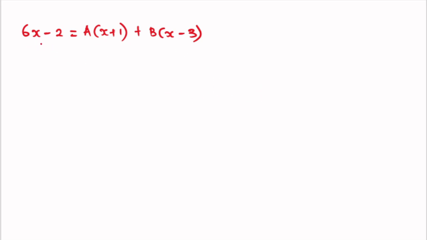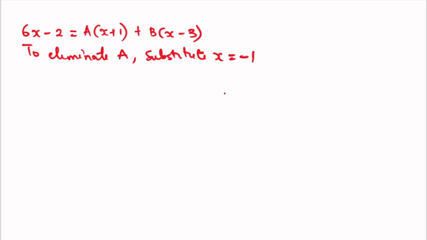we have to eliminate a this time around. To eliminate a, we have to substitute x equal to minus 1. So when we impute x as minus 1, the value for a will become 0. That's where we'll be able to get the value for b.